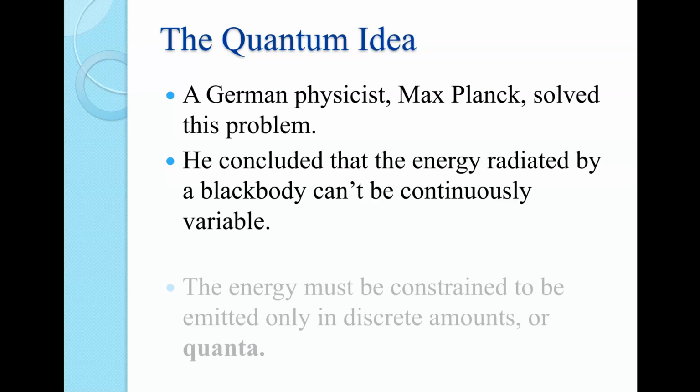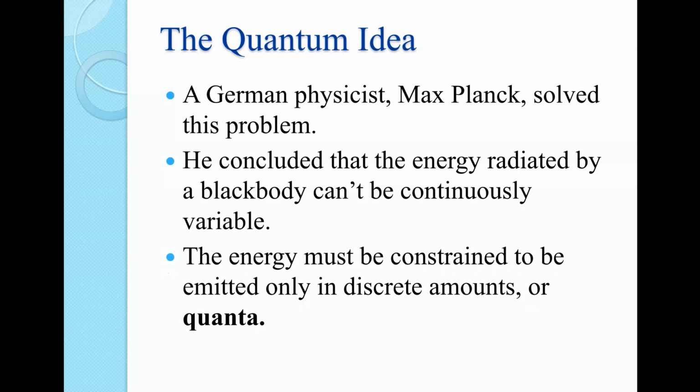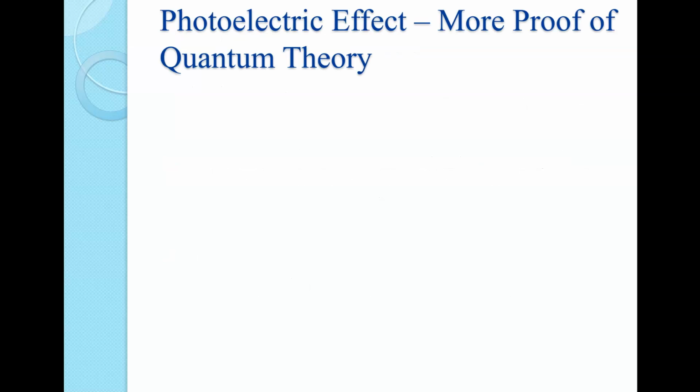And so what they realized from there is that the energy that's released by a black body is only allowed to have certain amounts. It's only allowed to have what's called discrete amounts. They're called quanta. So the energy that's released is only in discrete values. Okay? So they thought, okay, we can kind of work with that.